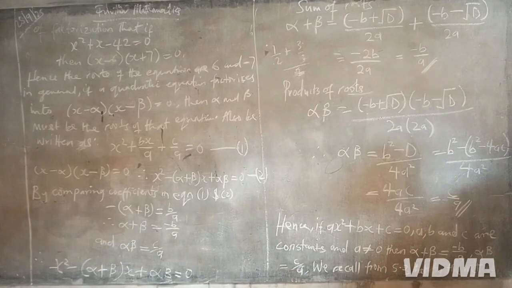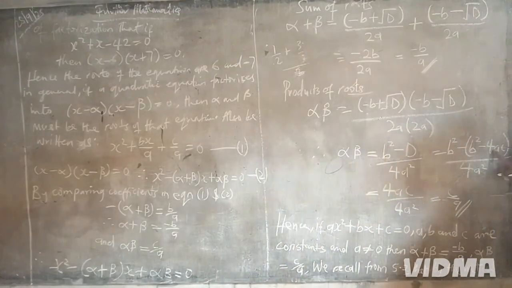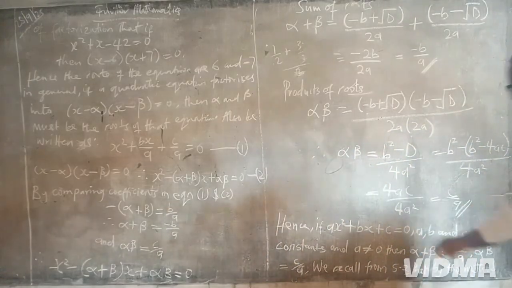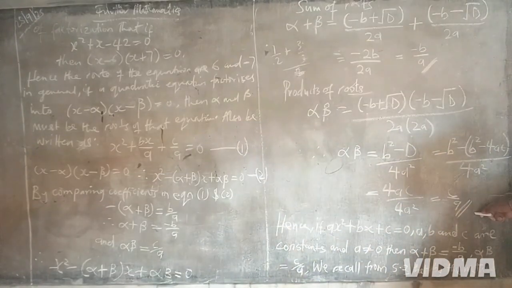Are you with me? This minus times minus is what? Plus. We are left with 4ac over 4a squared. So 4 we cancel 4, a we cancel a, remaining one a, so we have c over a.